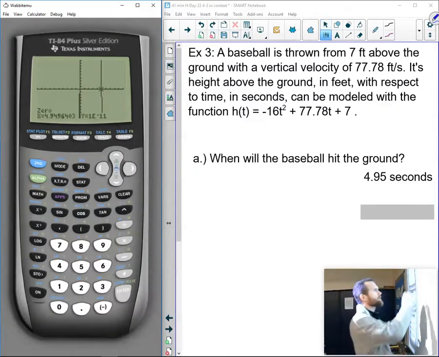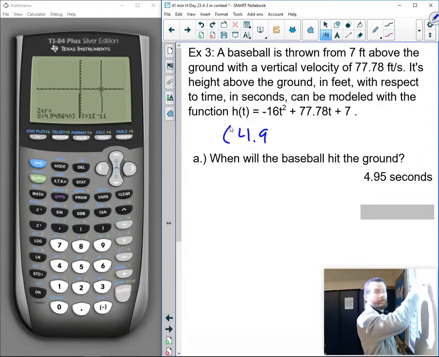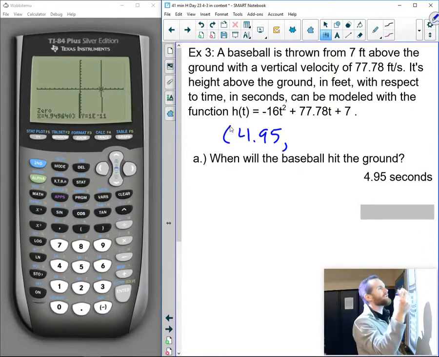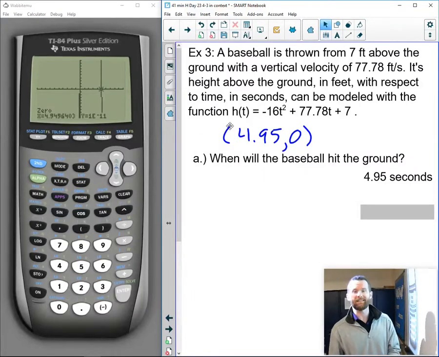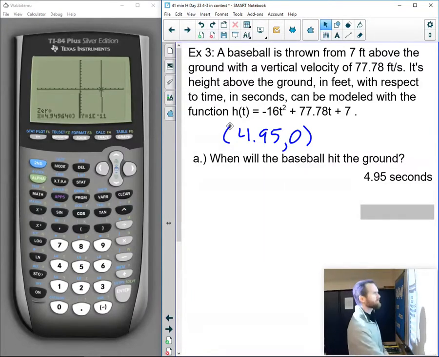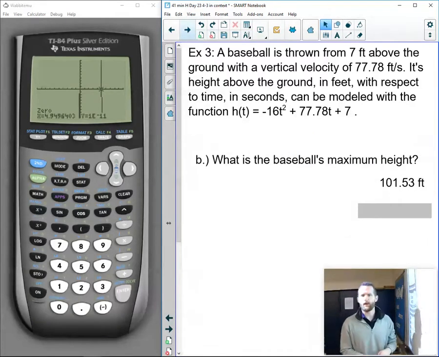Let me write this down. So we got the point 4.95 it rounds to, and 1 e negative 11, we know that's just a 0. So that's how we got 4.95 seconds. The x value is the time. Let me make that look like a 4. That's a little better. Okay, move on to B and show you how I got this answer.